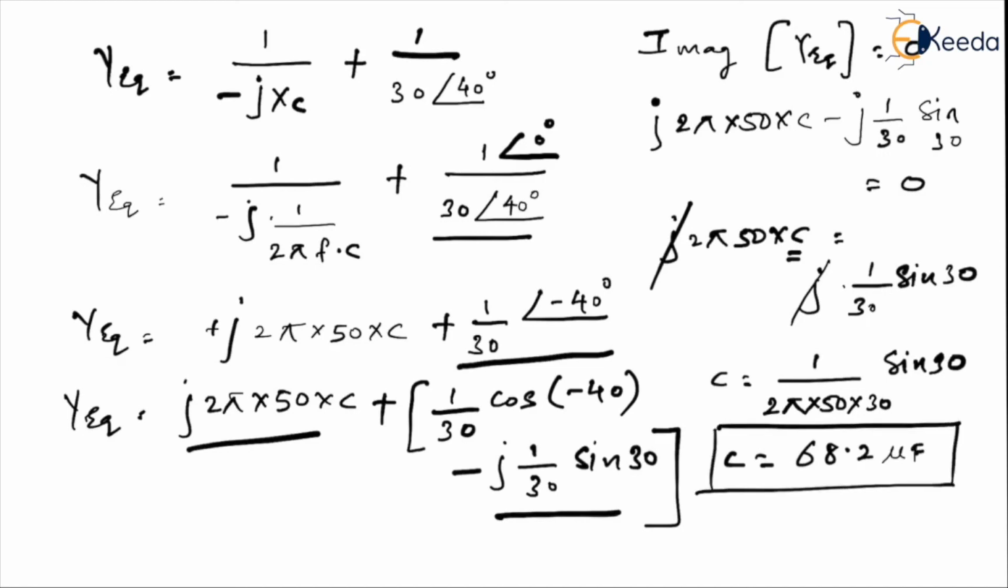Finally, we got the value of the capacitor assuming the resonance condition, which is the condition where unity power factor is obtained. So this is the final answer: C equal to 68.2 microfarad has to be the value of the capacitor in order to get unity power factor.